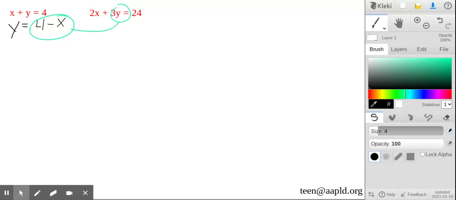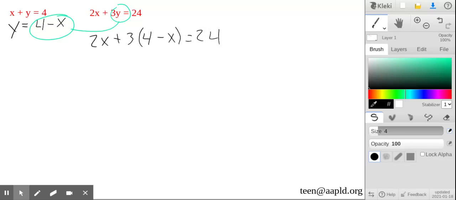Alright, so let's try it out. So we're going to have 2x plus 3, and then instead of y, we're going to write 4 minus x, equals 24. And now it's just a matter of solving using algebra.